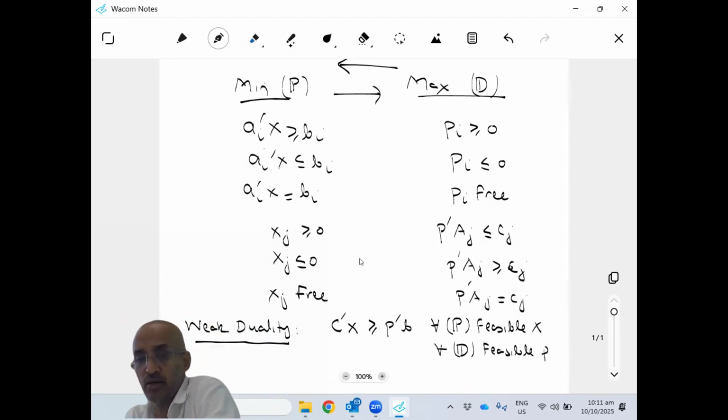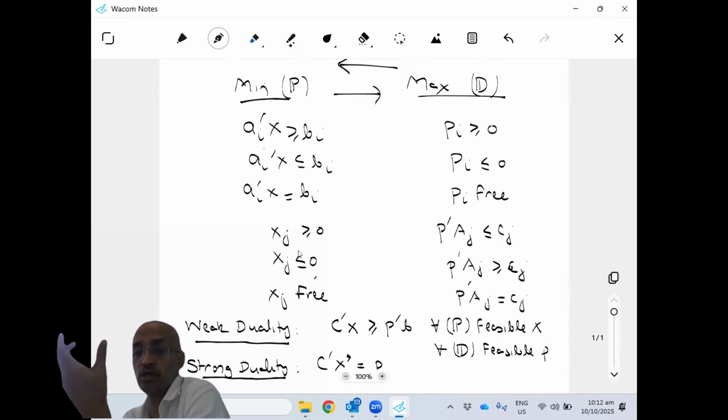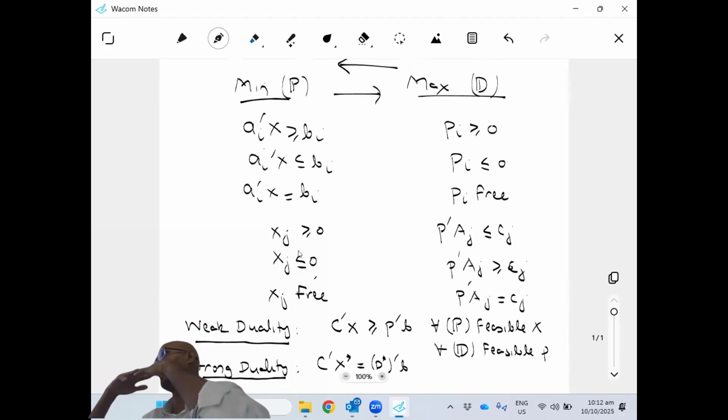So the second theorem, which is strong duality, says that if the primal has an optimal solution, the dual will also have an optimal solution, and they too will match. So at optimality, the two solutions will match for an LP, as long as the primal has an optimal solution. Because remember, the primal might be unbounded, it might be infeasible, and so on. So this was strong duality.